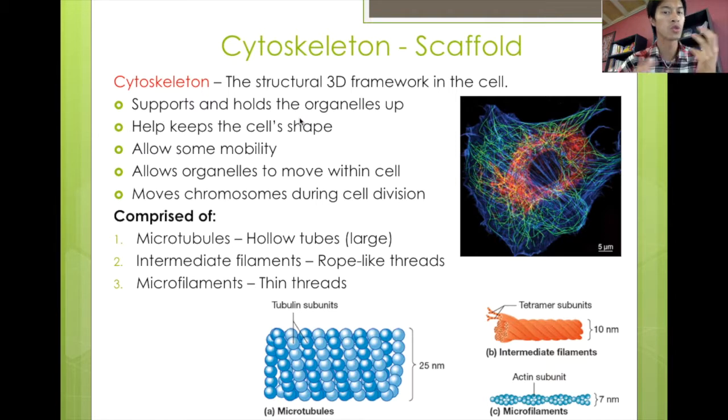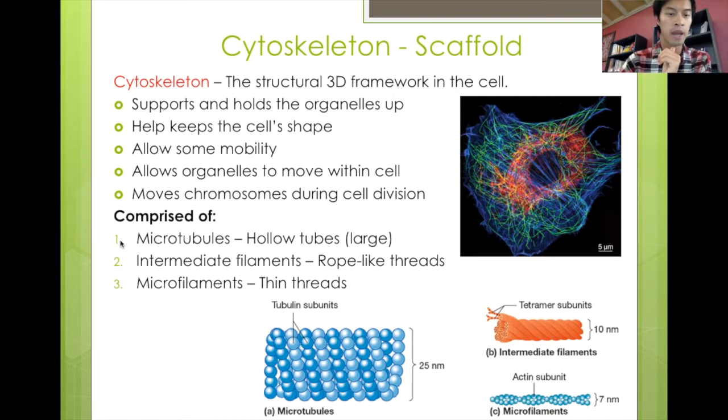So it supports and holds the organelles in place. It keeps the cell's main shape so that it doesn't flatten or change its shape. It allows some sense of mobility by having that particular shape. And then it also allows organelles to move within the cell, particularly important when chromosomes need to move during cell division. When the cell starts to divide, the cytoskeleton plays a really important role to form the spindle fibers, which allows the process to take place and the chromosomes to move around.